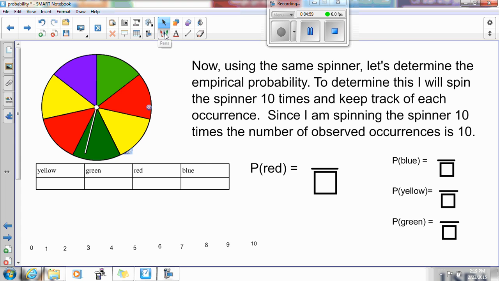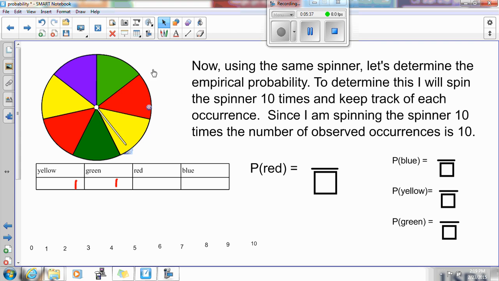Okay, so let me get my marker. Spin it, and I get a yellow. So I'm going to put a mark under yellow. We got yellow one time. Now let me spin it again. This time I get a green. So I'm going to put a mark under green. I'm going to do this 10 times. I've done 2 so far.